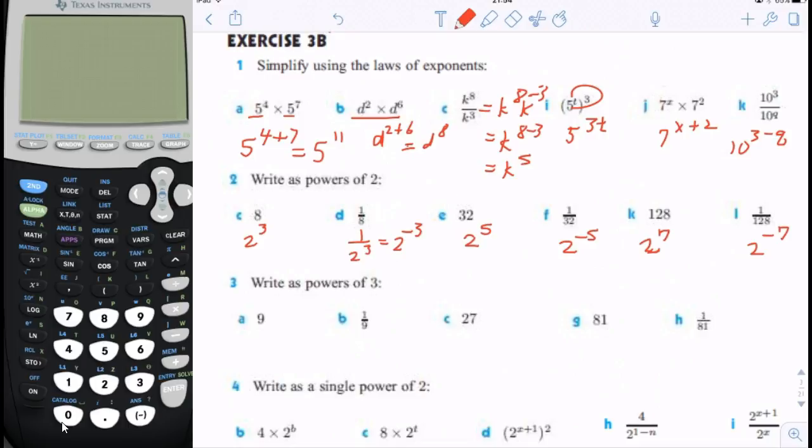Write as powers of 3. So 9 is 3 squared, of course. 1 over 9 would be 3 to the negative 2nd, right? Because it's 1 over 3 squared. 27 is 3 times 3 times 3, which is 9 times 3, so 3 to the 3rd. 81 is 9 times 9, which is also 3 times 3 times 3 times 3, 3 to the 4th. And then 1 over 81 would be 3 to the negative 4th.